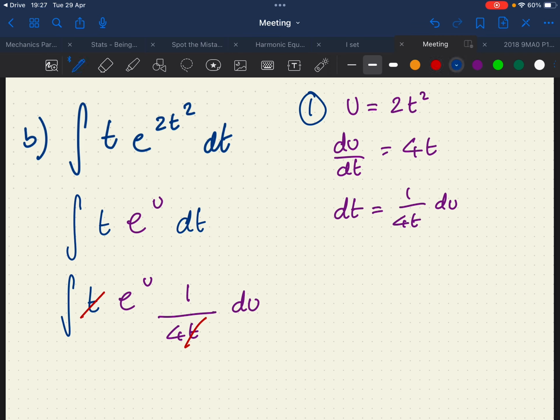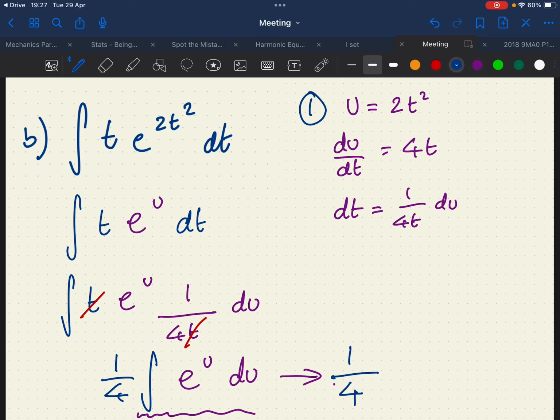And then with a little bit of rewriting, I can turn this whole thing here into 1/4 the integral, and it is in fact just e to the u du. That's really, really nice because this bit here is really nice to integrate. So let's finish this one off. Let's do the whole question for this one.